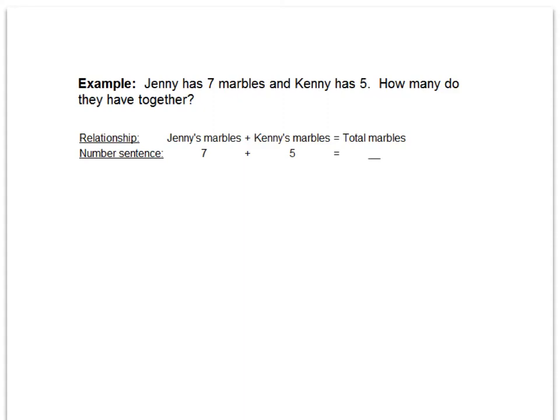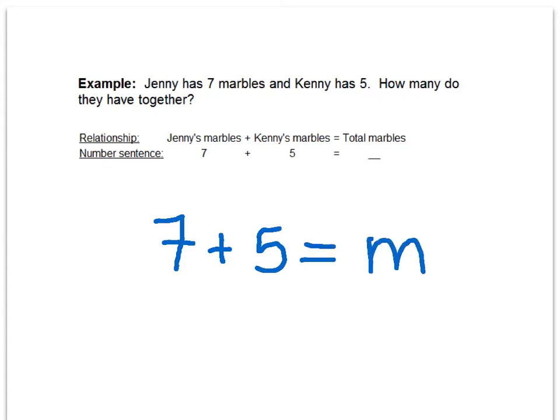The relationship is Ginny's marbles plus Kenny's marbles equal the total marbles. So your number sentence would be 7 plus 5 equals your answer. You can write an equation for 7 plus 5 equals all the marbles altogether. Remember, an equation is going to have a letter in it. That way you can solve for the letter. If I was going to solve this problem, I would do 7 plus 5 equals 12, so M would equal 12.